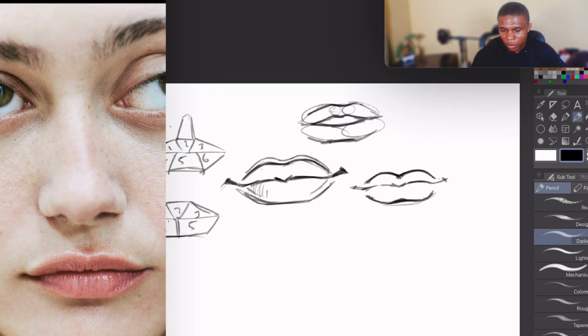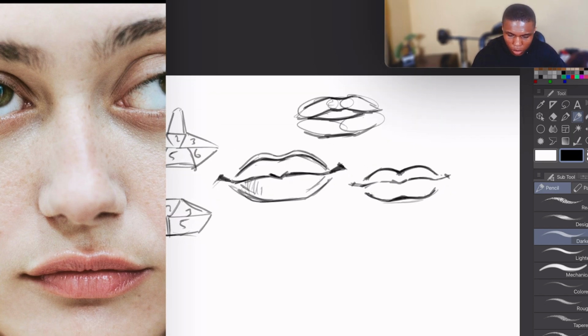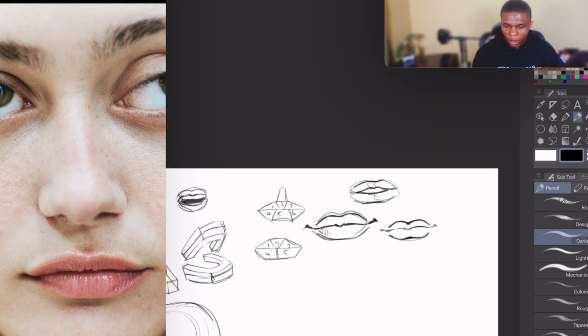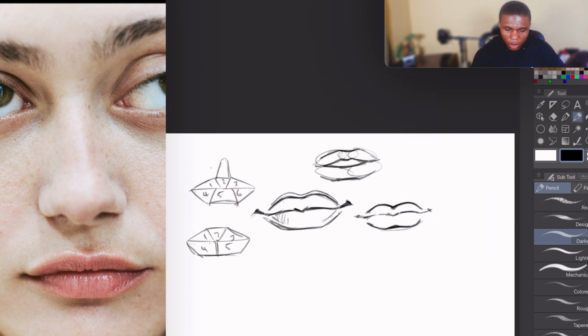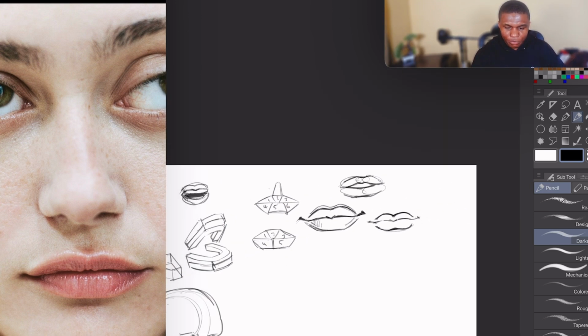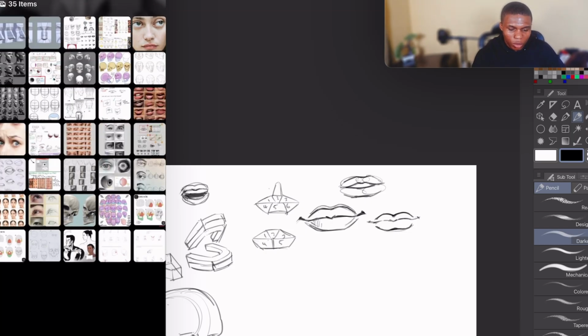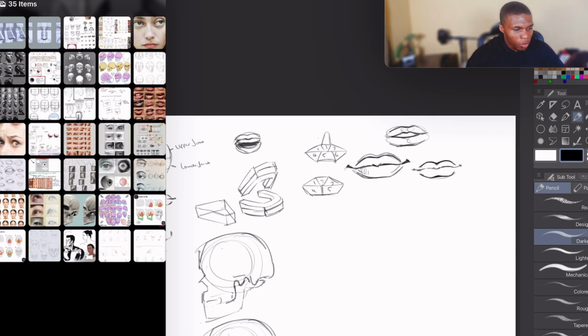Of course, a lot of these things disappear when the mouth is open, but when you are drawing portraits, you usually see that the mouth is closed, or just slightly opened or whatever. So it's very important to learn this when you're drawing. Yeah. So that is just it about the mouth.